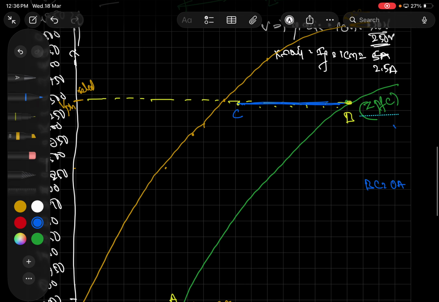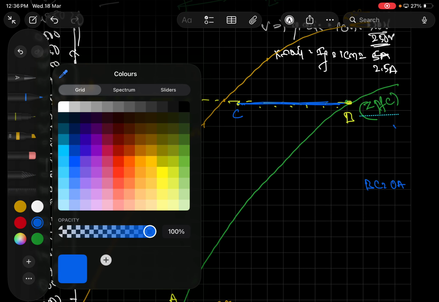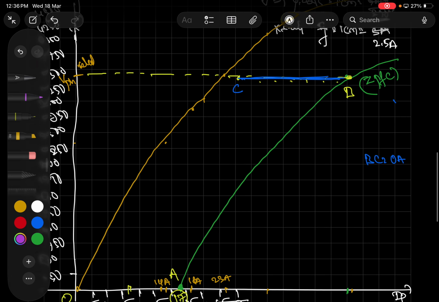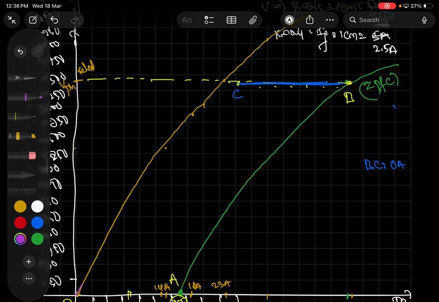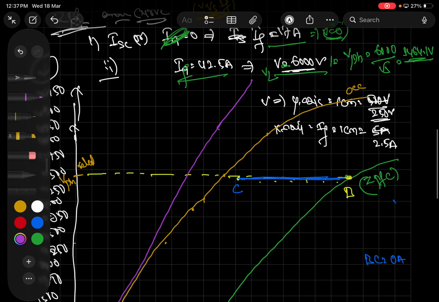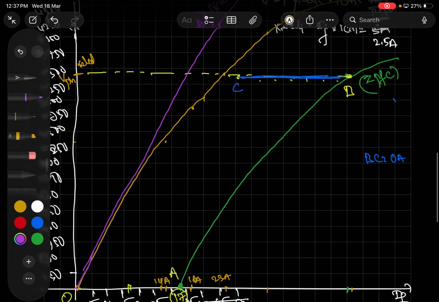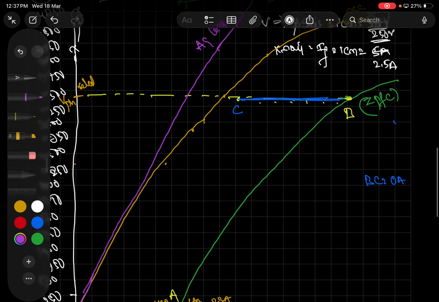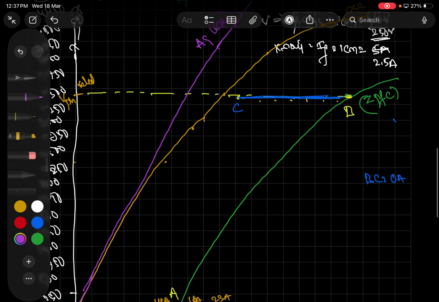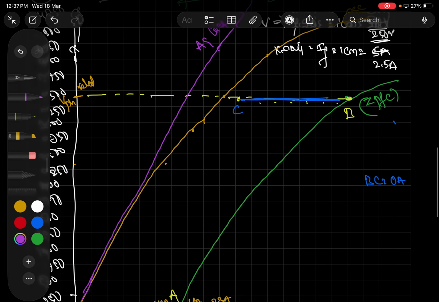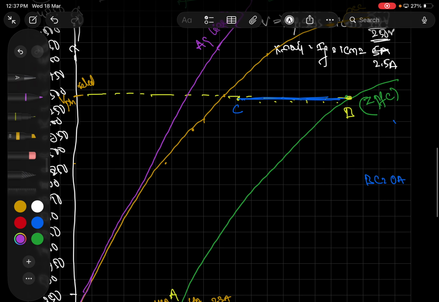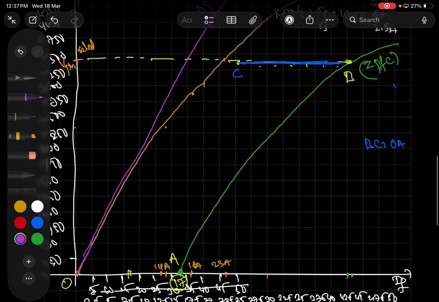We are supposed to draw a tangent from the air gap line to the OCC line. So what I will do here is draw the tangent to the OCC line such that it touches the maximum portion. Draw the tangent to the OCC in this air gap line such that it touches the maximum portion. That is without saturation. This is how the generated voltage will be. Without the saturation, the generated voltage will be like this.